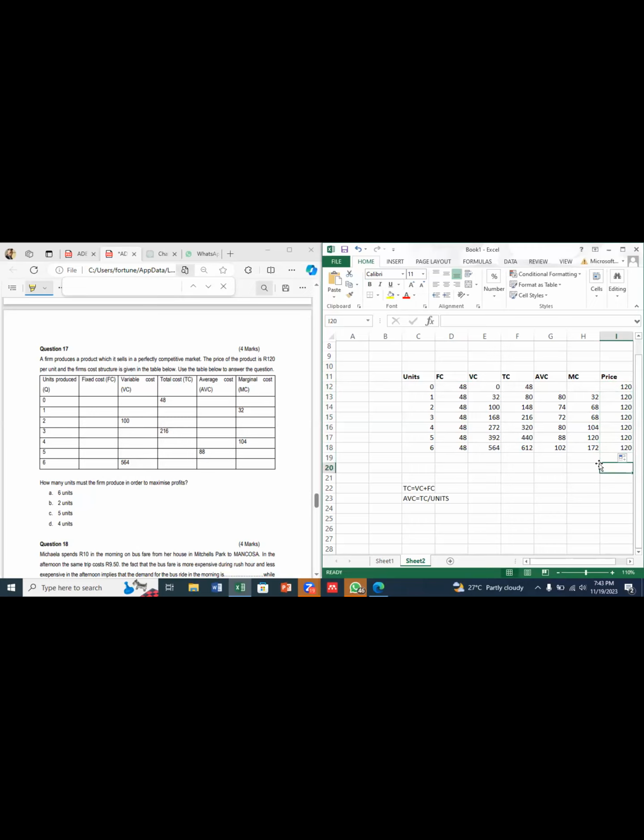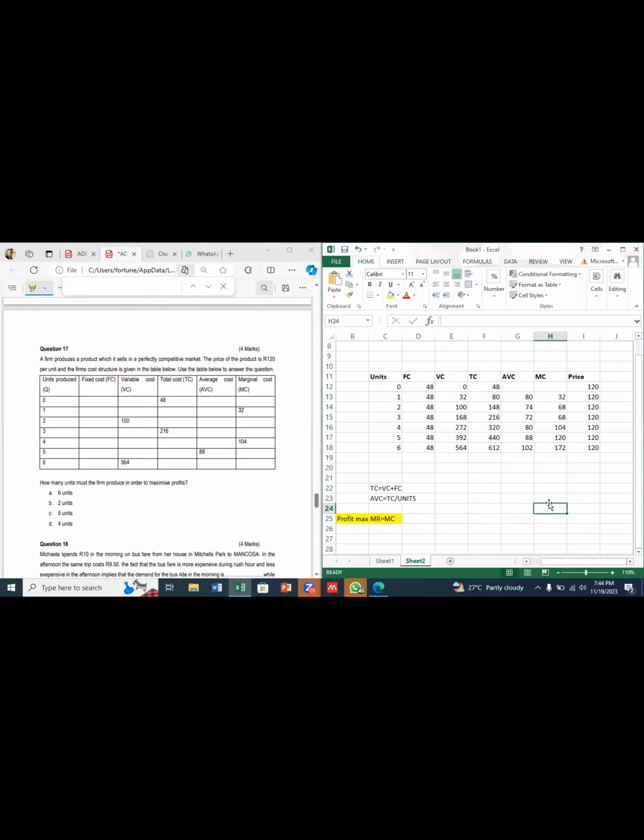Yes. And then I said, okay, how do I get profit? So profit is total revenue minus total cost. So my total revenue would be the 120, and then my cost would be the one that says TC. So if I subtract the two, then I should get my profit, and that would tell me where the profit maximization is.